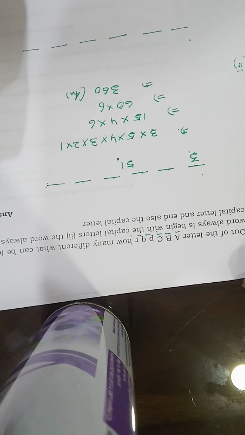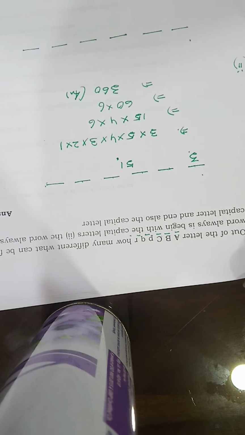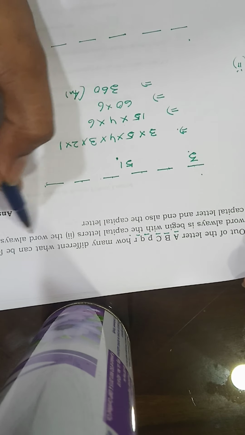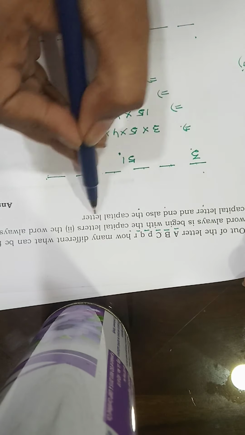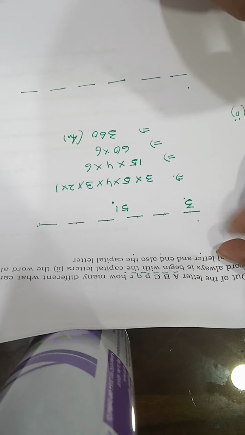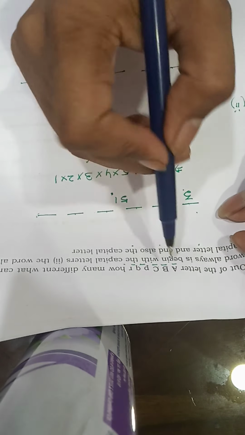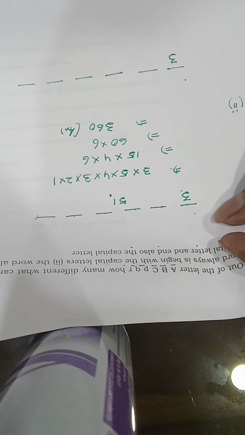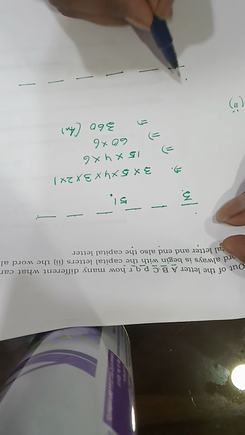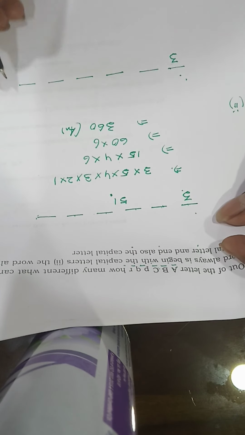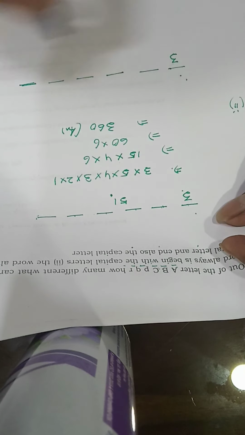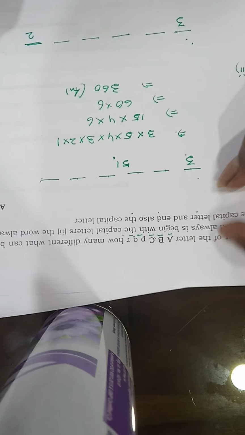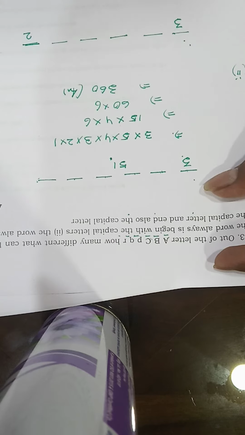The third one: the word always begins with a capital letter and also ends with a capital letter. Now it is an interesting thing that it begins with a capital and ends with a capital. Now, how many capital letters are there? 3. So you can put any of these 3, A, B, C, over here. So at the end, how many capital letters do you have to put? Only 2. Again I tell you, there are 3 capital letters A, B, C.